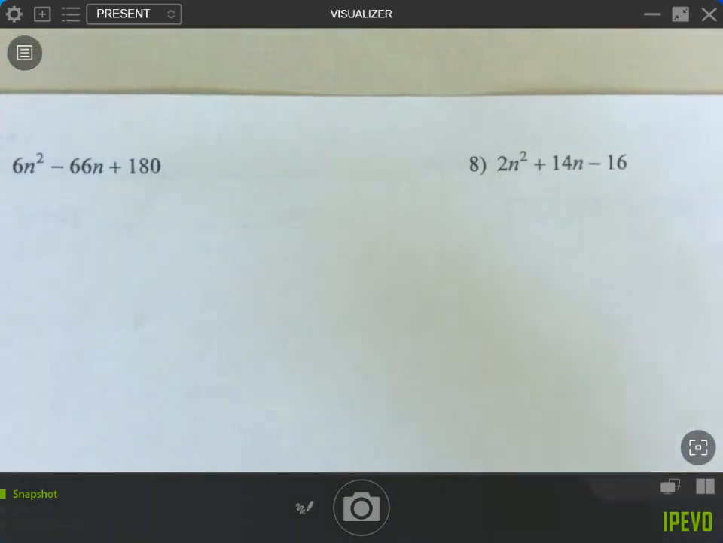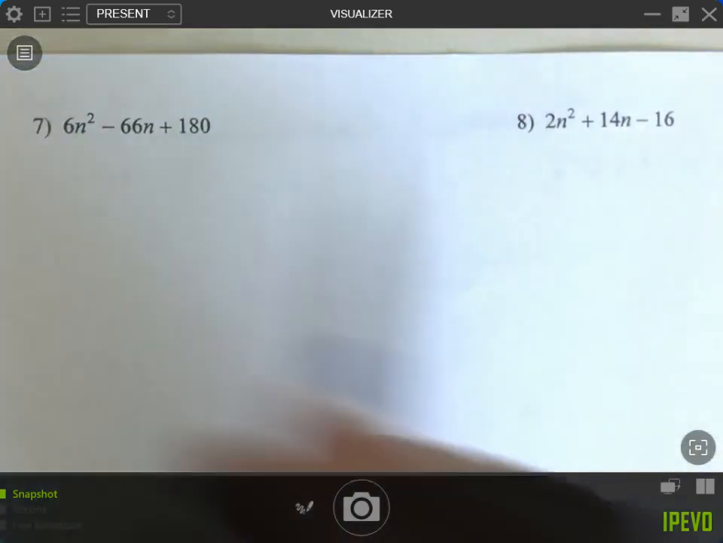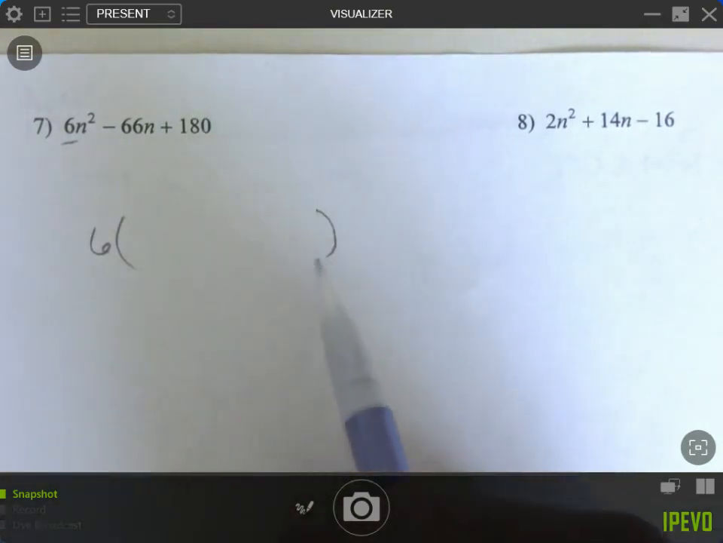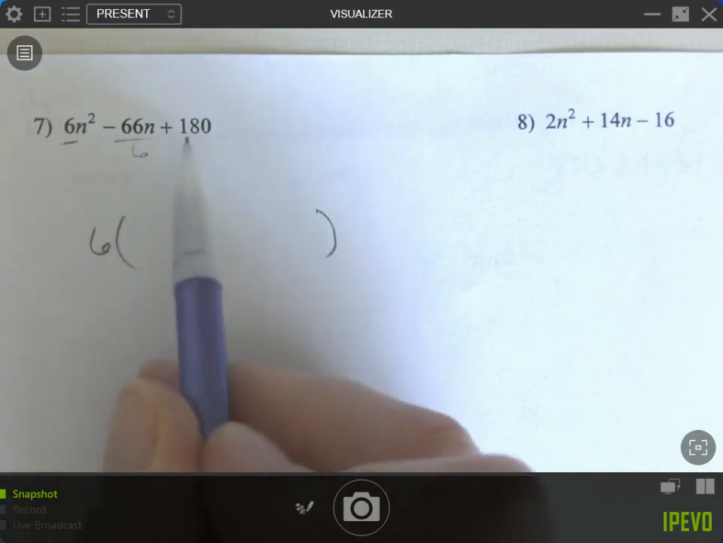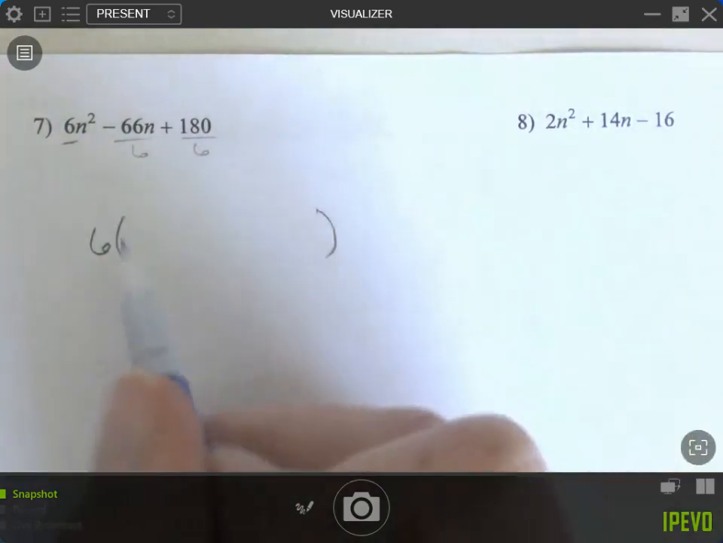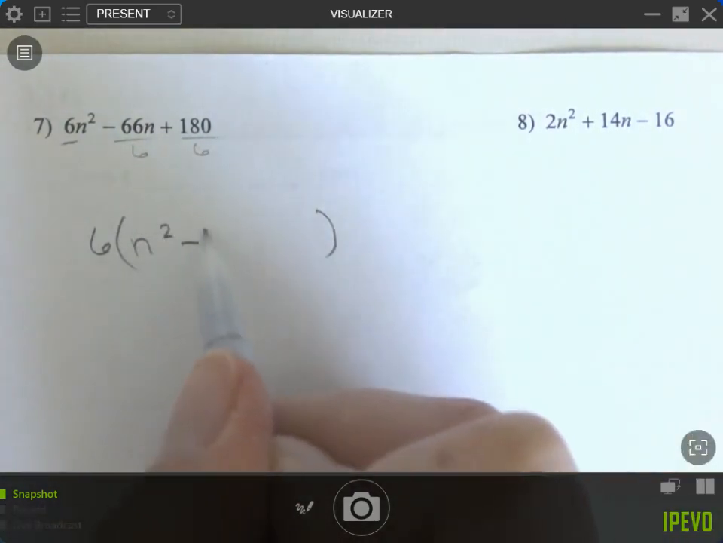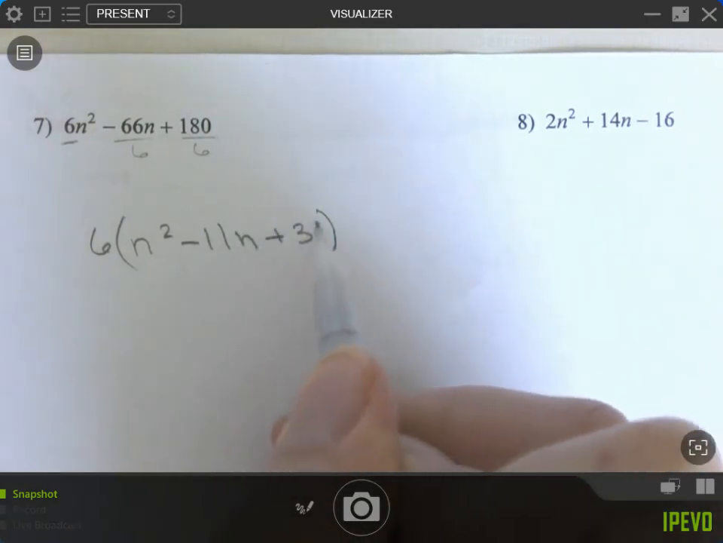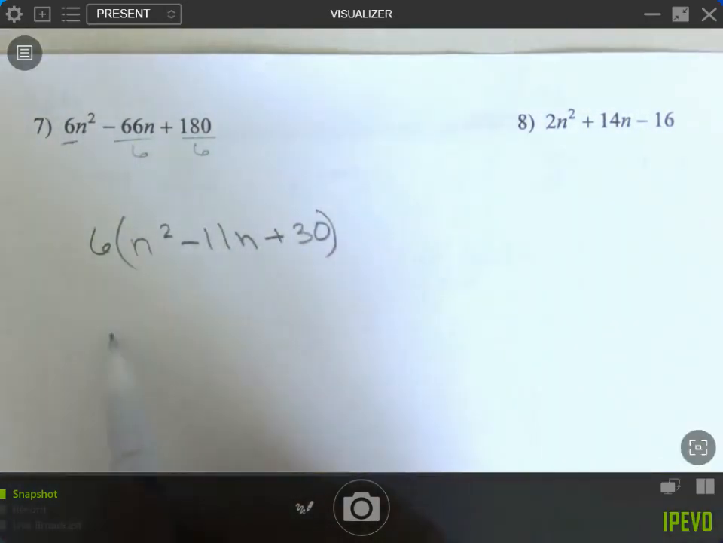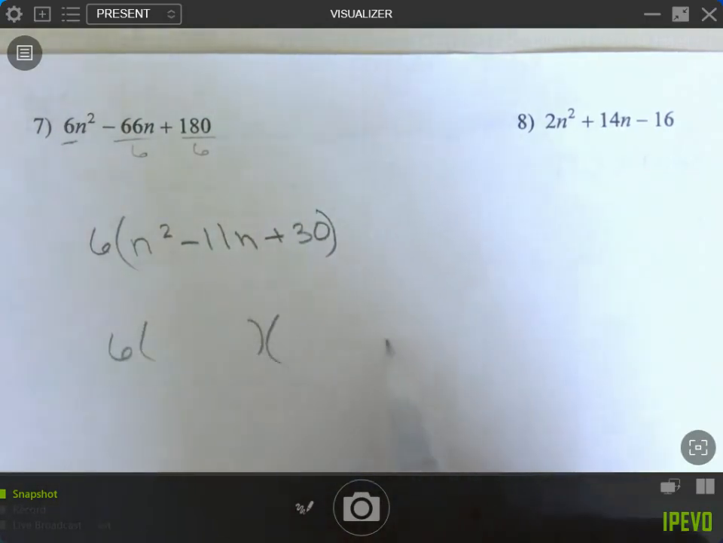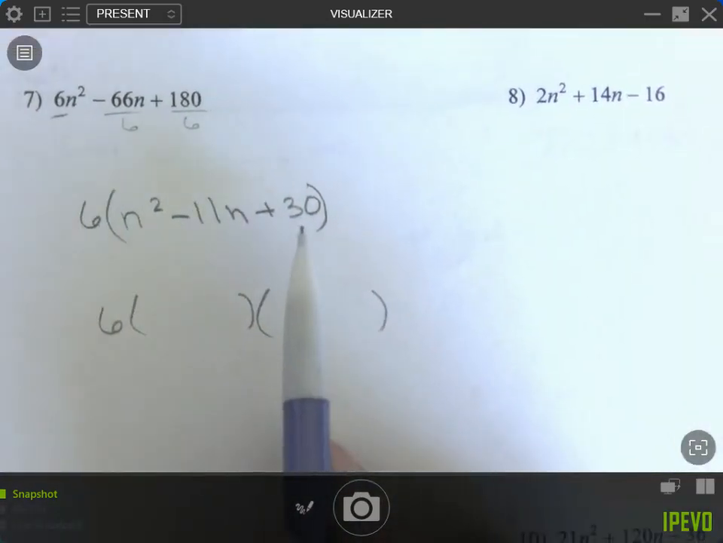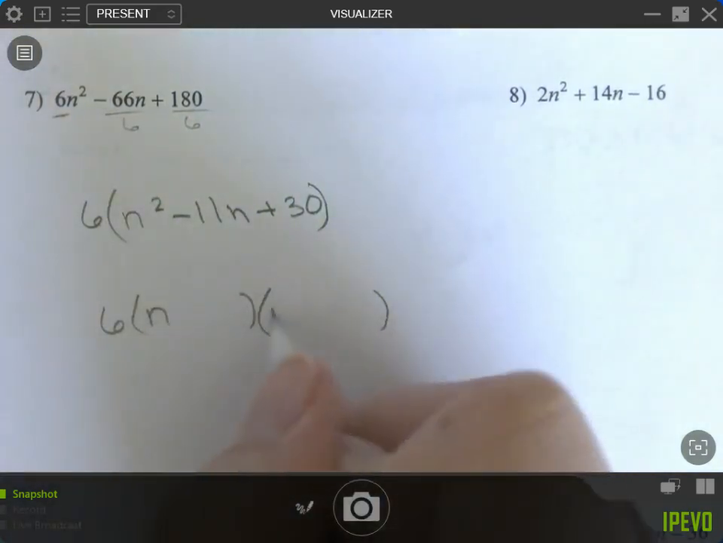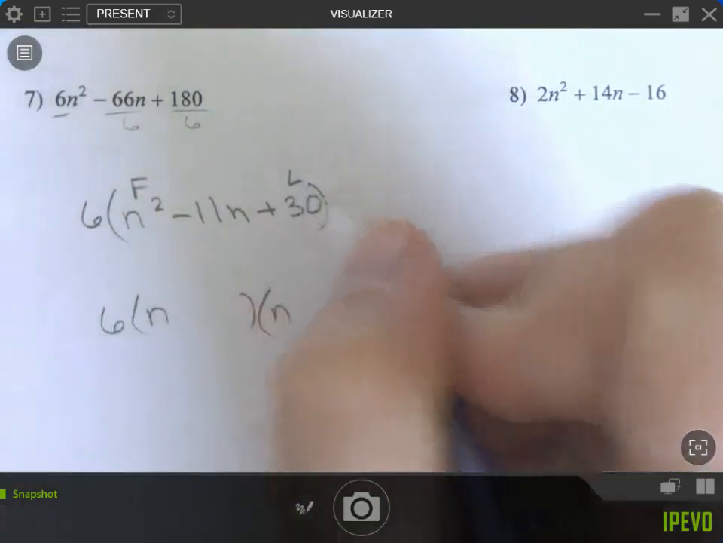All right, well, number 7 has a GCF that works out pretty nice. I'm looking at the 6. I'm going to try that first. Never mind. All right, does 6 come out of everything? I believe so. So you'd be left with n squared minus 11n plus what? 30? All right, take a minute. Now, I needed to multiply to positive 30. So I'll get my n times my n. There's my first. What am I going to use for last?